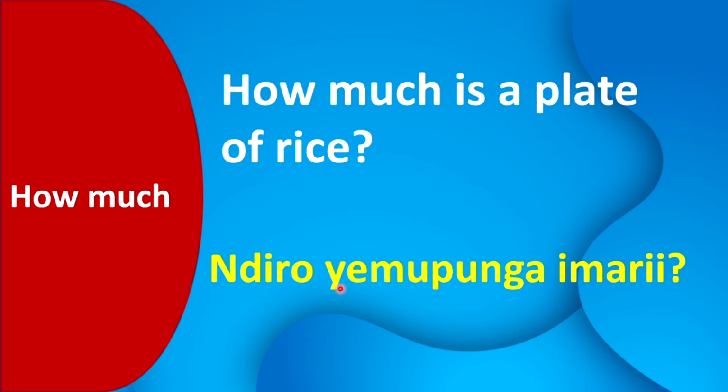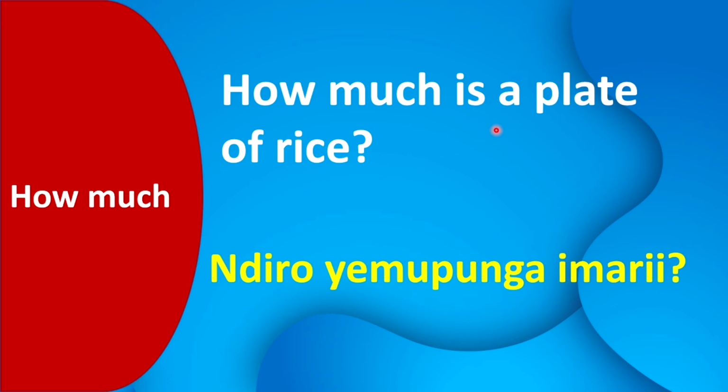That's why we have got this ye. We are saying of rice, so it becomes like one word. Of rice becomes ye mupunga. Rice alone, it's mupunga. So plate, it's ndiro. Of rice, it's ye mupunga. So how much is a plate of rice? Ndiro ye mupunga imari. Remember our E, our I here in Shona, it's E.